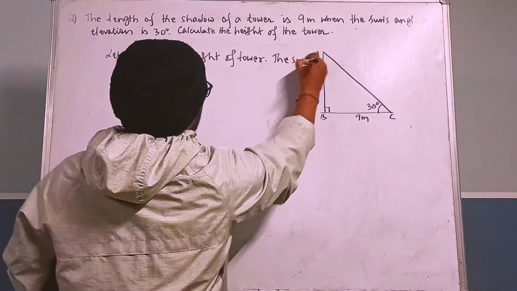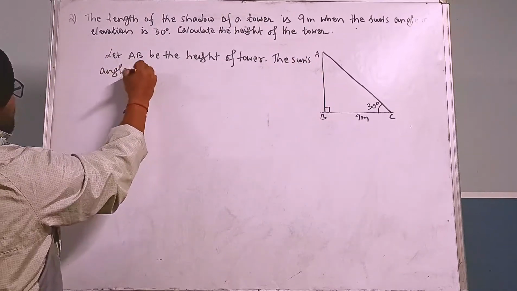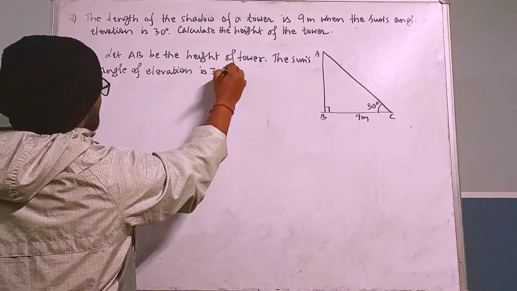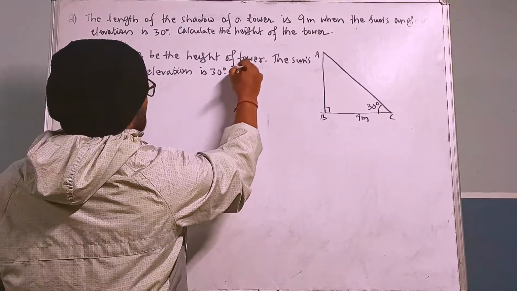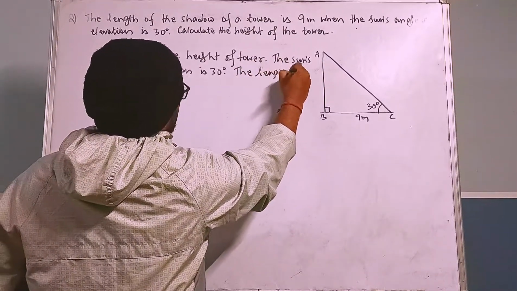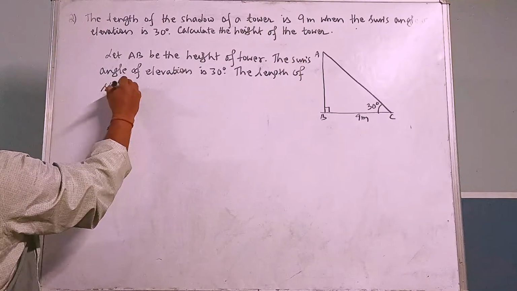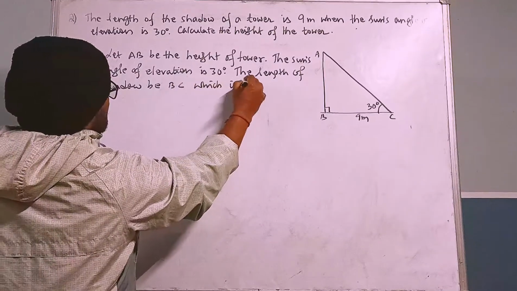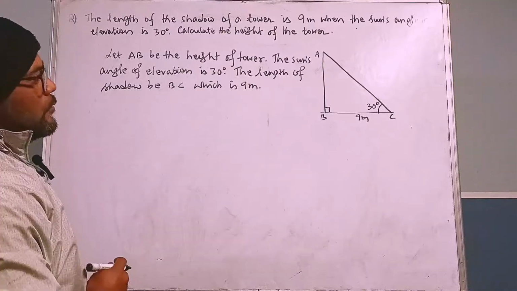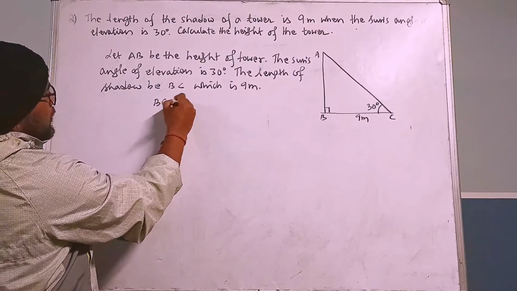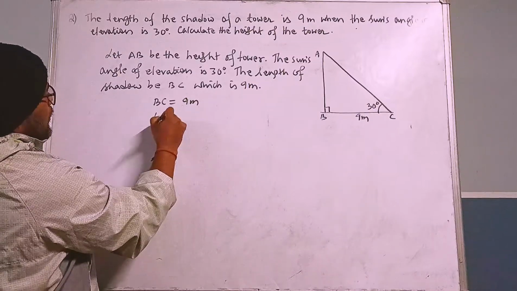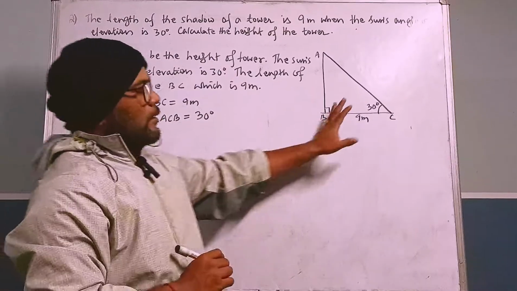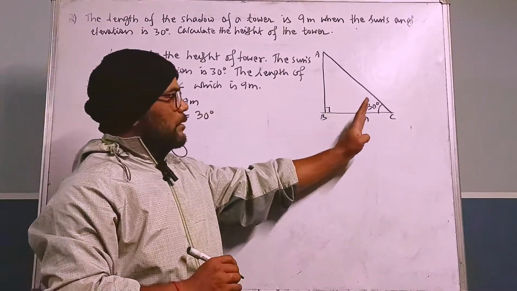The sun's angle of elevation is 30 degrees. Clear? The length of the shadow BC is 9 meters. So now write the data. BC equals 9 meters and angle ACB equals how much? 30 degrees.